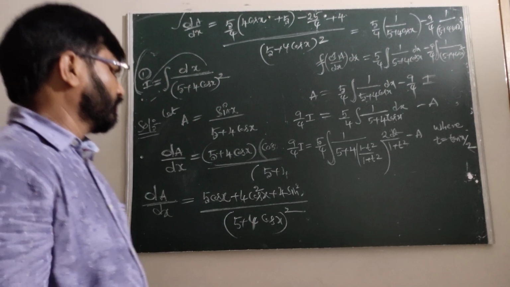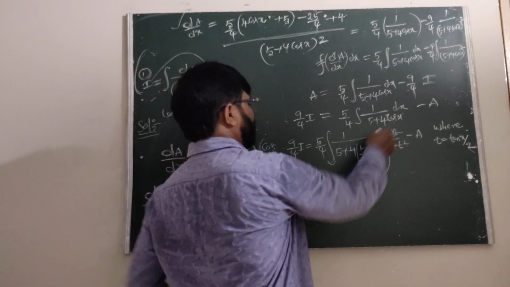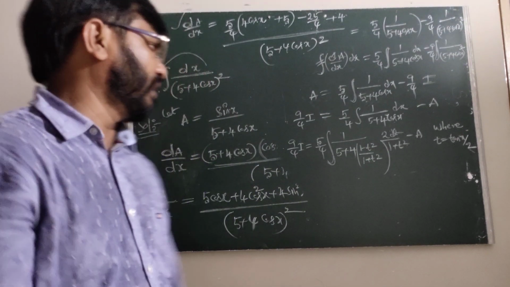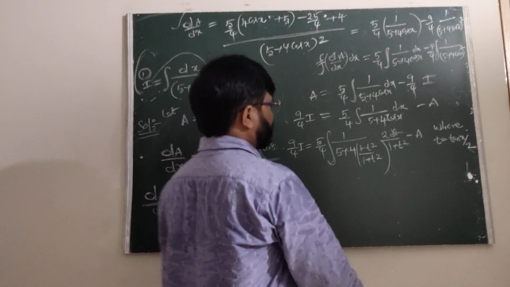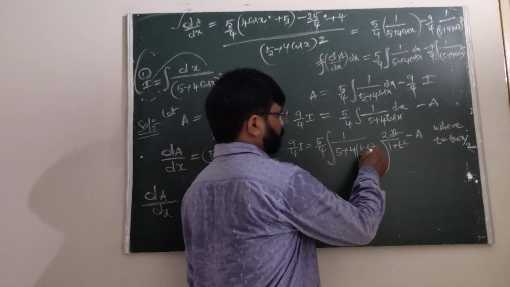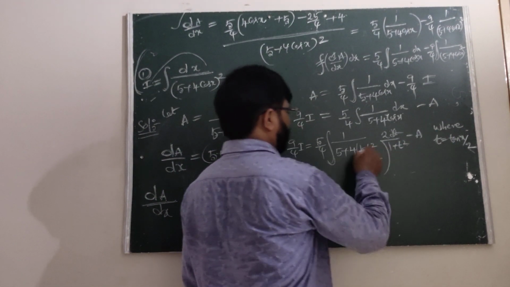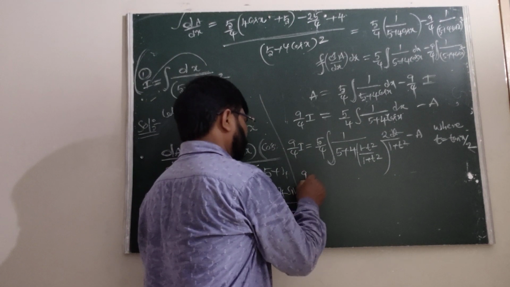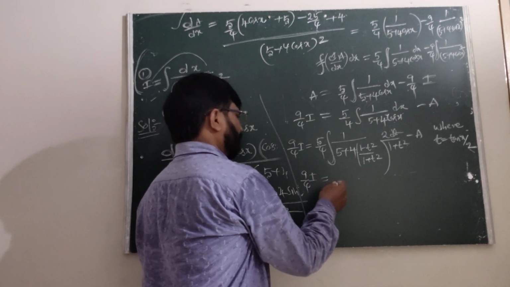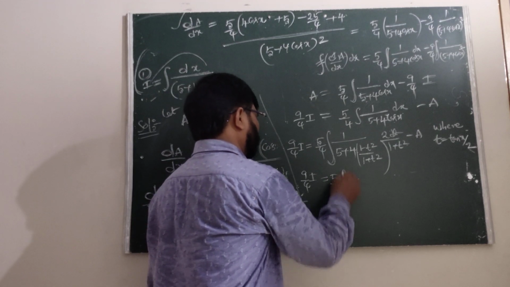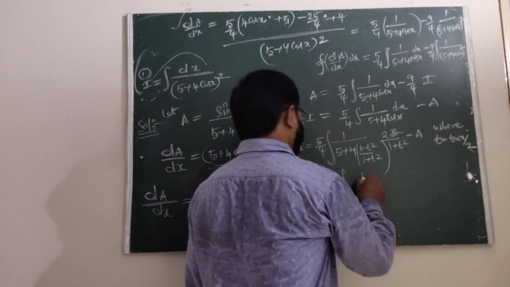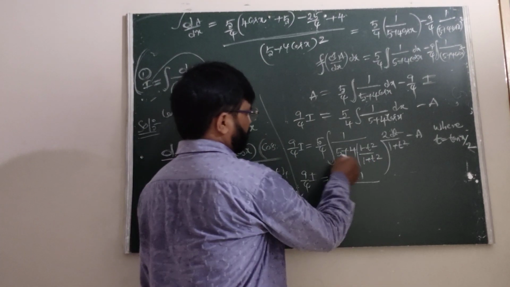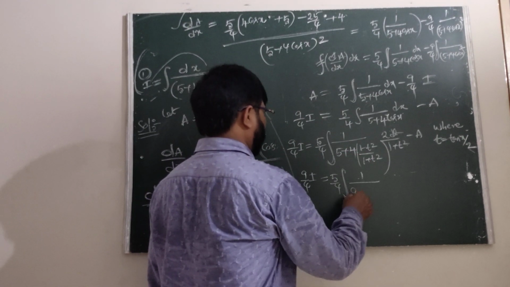Everybody knows that t is tan of x by 2. Is it clear? Therefore cos x is the form 1 minus tan square x by 2 by 1 plus tan square x by 2. Taking tan x by 2 as t, it is 1 minus t square by 1 plus t square. After that you can write 9 by 4 I equal to 5 by 4 the integral 1 upon 5 plus 5t square, 5 plus 4 is the 9.